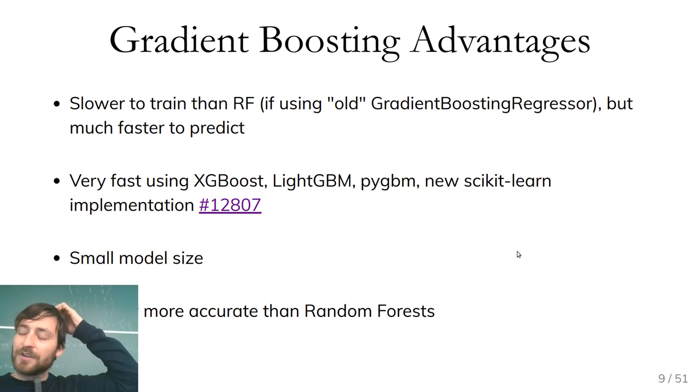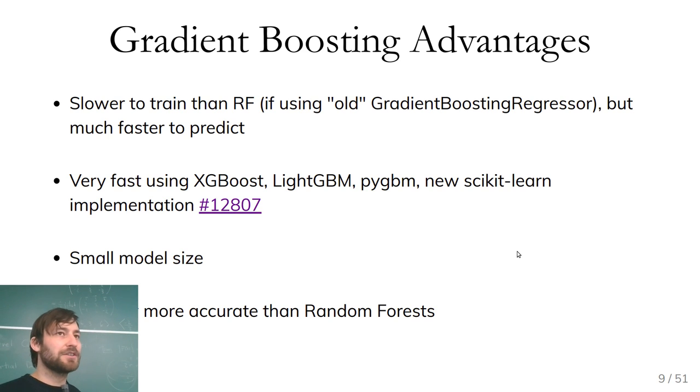There's a couple of really high-quality implementations for gradient boosting. The gradient boosting regressor in scikit-learn is good, but not particularly fast. There are other implementations. The most famous ones are probably XGBoost and LightGBM. They use some additional tricks that I'm going to talk about in a little bit. One of my postdocs, Nicola, implemented PyGBM, which is basically a Python port of LightGBM. XGBoost and LightGBM have scikit-learn compatible interfaces. You can just install them and use them.